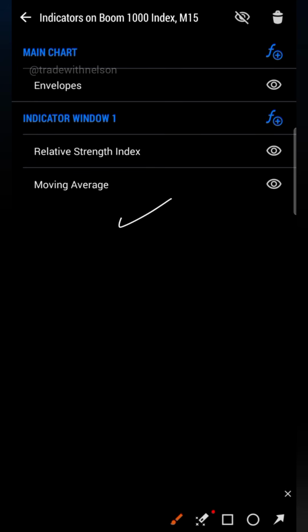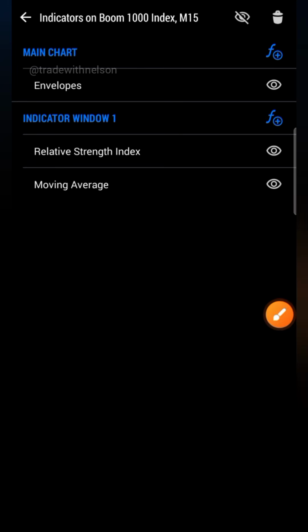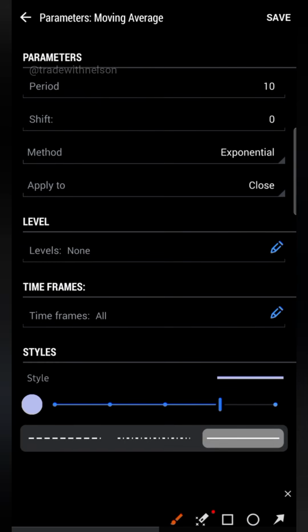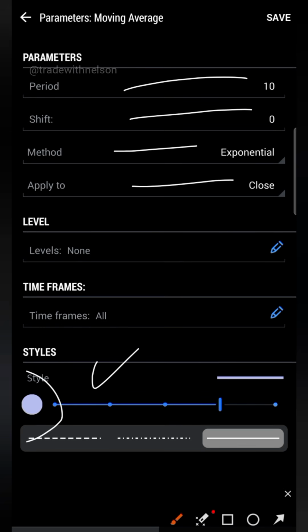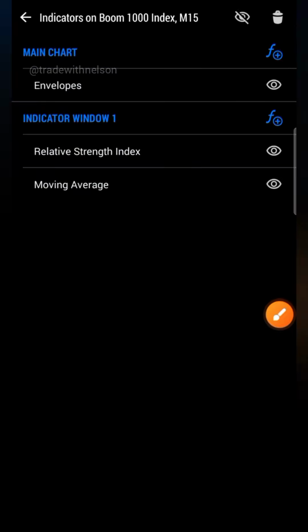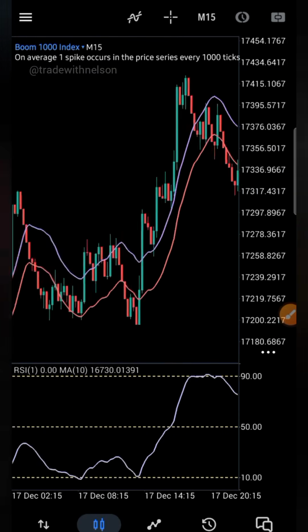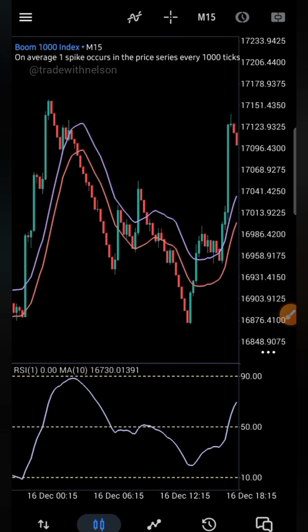And for the last indicator, which is the moving average, click on the F icon on the indicators in this one and search for your moving average. Make the period 10, shift 0, method exponential, apply to close. For the star, make it a color of your choice, 4 pixel. After that, you click on save. If you follow my settings correctly, your chart should look exactly as what is over here.